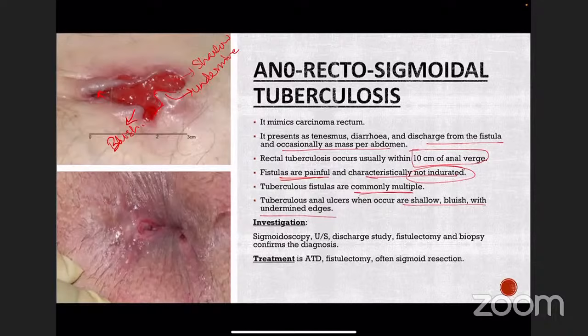rectum. There is diarrhea, and discharge from the fistula will be there. The fistula will be painful in the patient, but it won't be indurated. This will be the picture of anorectal tuberculosis. There can be a collection.